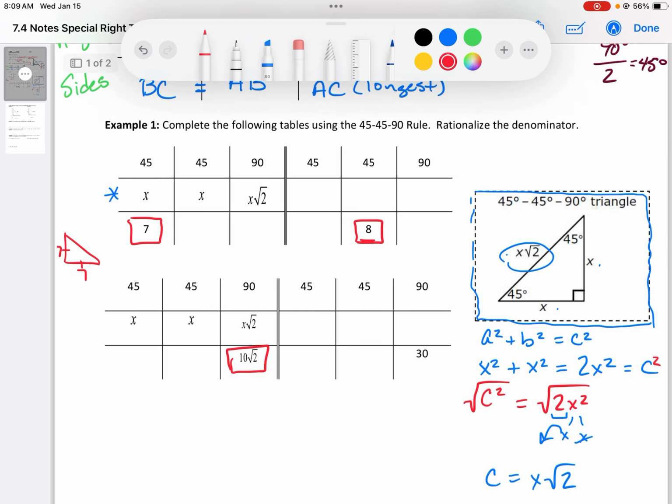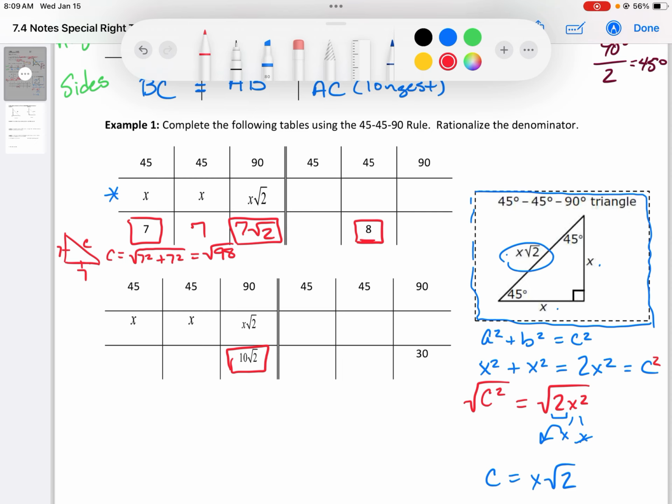It's not letting me draw right there. And if we want to know the hypotenuse, we would say, okay, c equals the square root of 7 squared plus 7 squared. And so the square root of 98. And if you simplify that, you would get 7 square root of 2. And I think you'll notice a pattern as you fill the rest of these out.